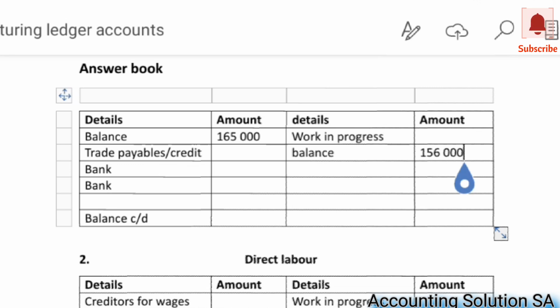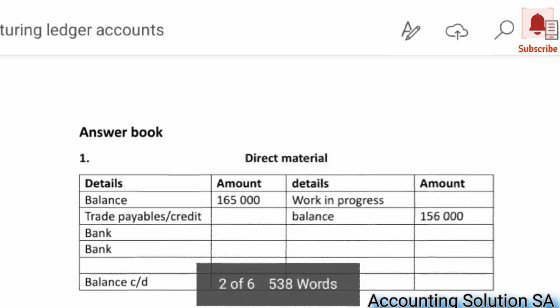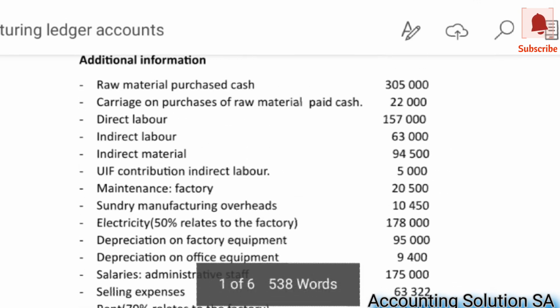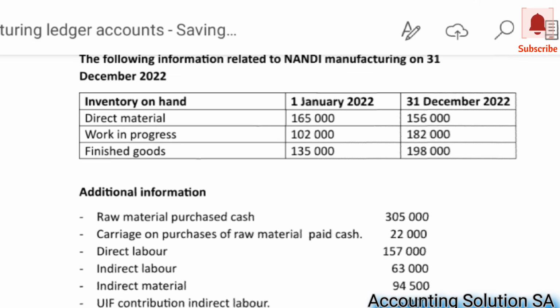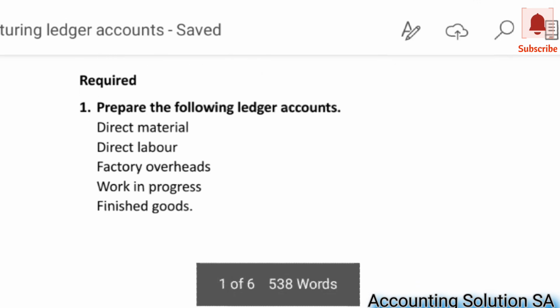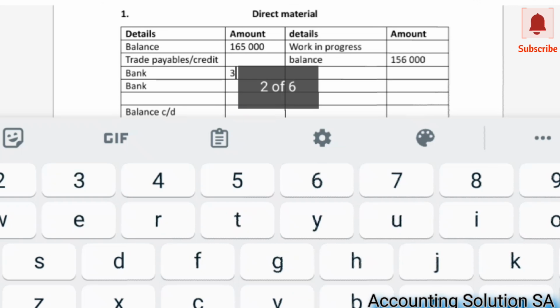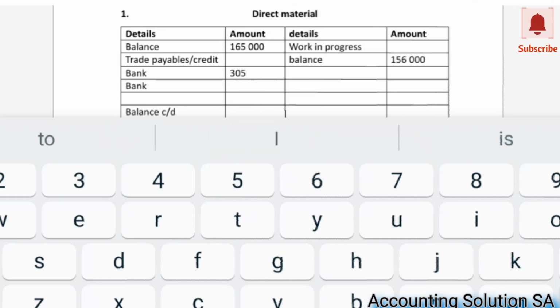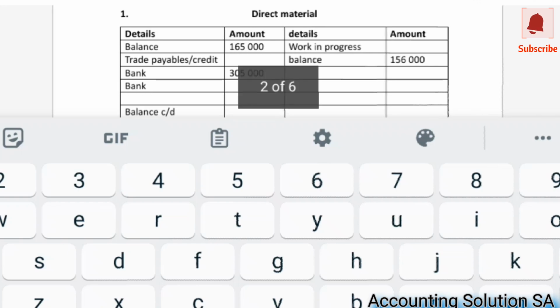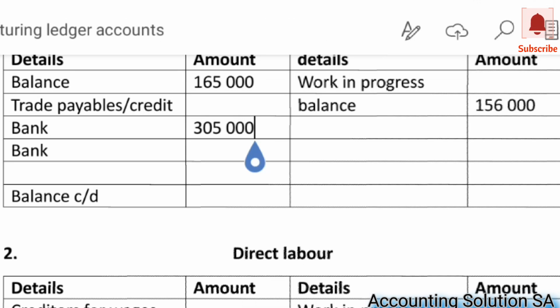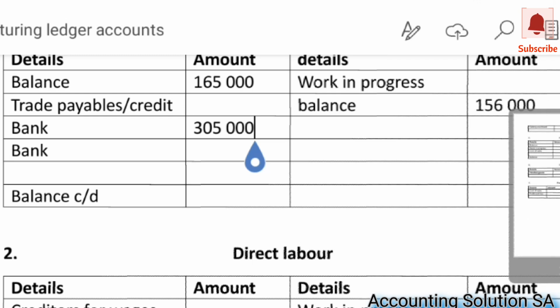Then again, now let's check under our format, as you are going through it before attempting. We have to check now on the debit side. We have to find out if we purchased any raw material or direct material. Let's check under our additional information. Additional information number one, raw material purchased for cash, 305 or 305,000. Yes, we purchased material for cash in the amount of 305, which means that under description you have to use the word bank. Why bank? Because we paid cash, which means that in this case we are not going to have a trade payable because we didn't purchase on credit.